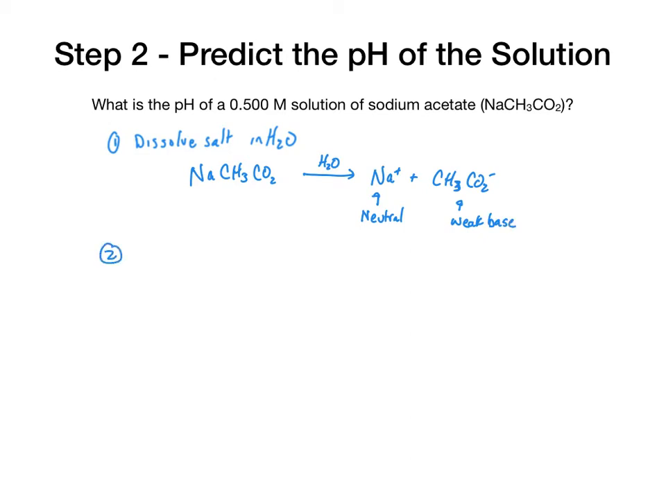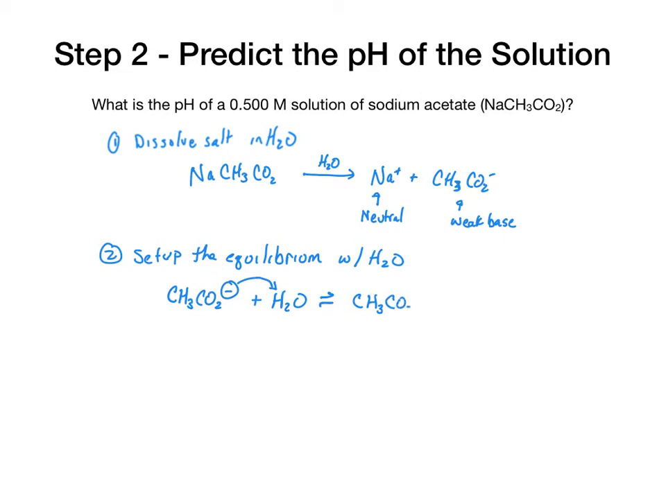So now we have to set up the equilibrium with water. My neutral species is not going to produce an equilibrium, but my weak base is. So I'm going to set up that equilibrium. This is a weak base. Base takes proton, and so I get acetic acid plus hydroxide.